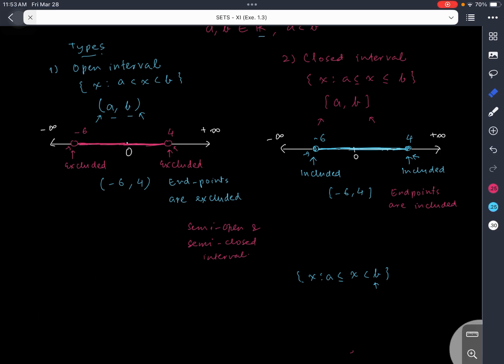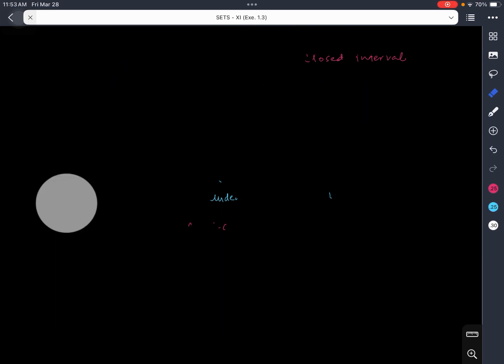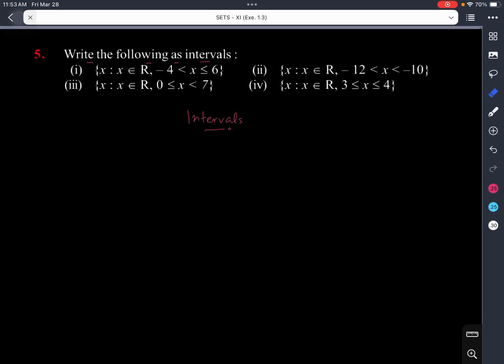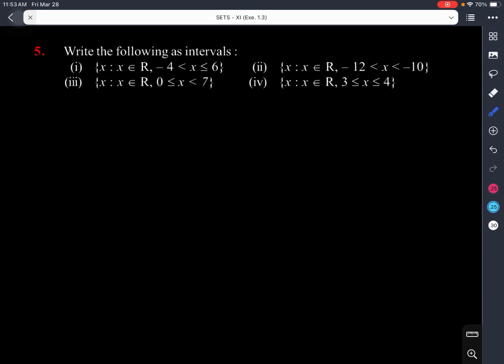Using this concept, let us solve question number 5. Now let us go through the question once again. Write the following as intervals. So the first part is x such that x is a member of real numbers, where x is greater than -4 but less than or equal to 6. So remember one thing, that less than represents an open interval, while less than or equal to represents a closed one. This is just a shortcut to be remembered.